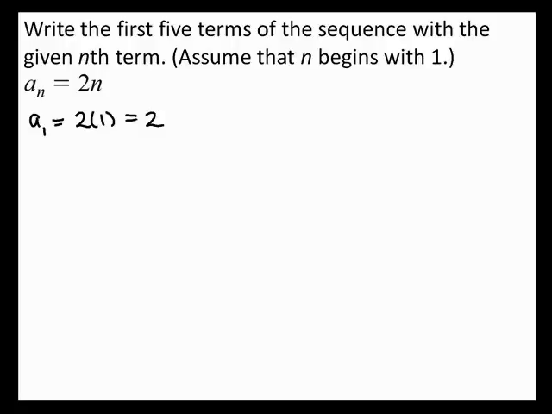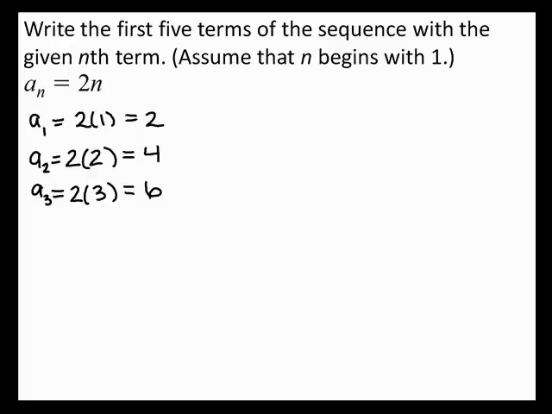Substitute 2 for n. Simplify 2 times 2. You find that a2 is equal to 4. Substitute 3 in for n. Simplify 2 times 3. You find that a3 is equal to 6.